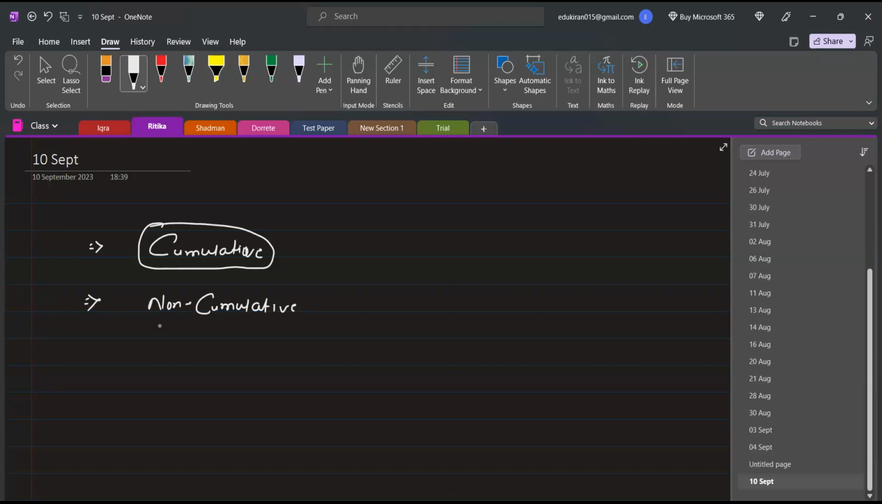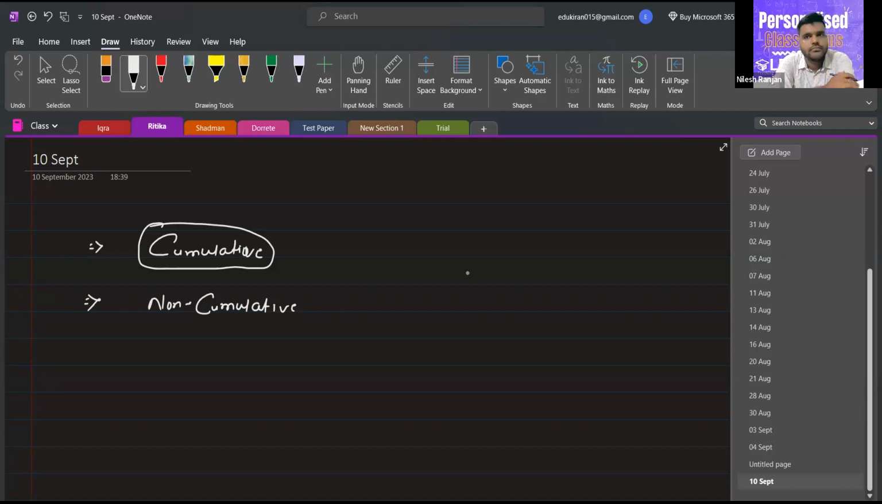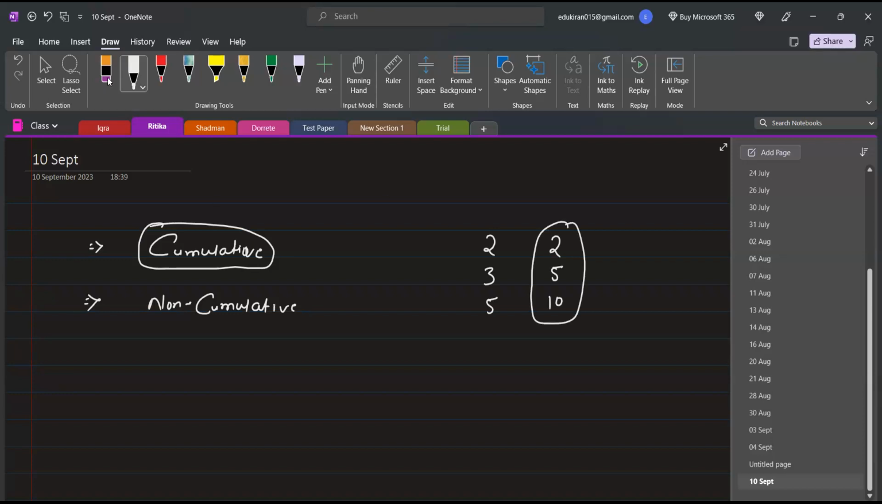Yes, like if we say that this is 2, 3, 5, then we will write like this: 2 plus 3, 5, 5 plus 5, 10, like this. This is called cumulative numbers. But in this sense, actually, the meaning is same.